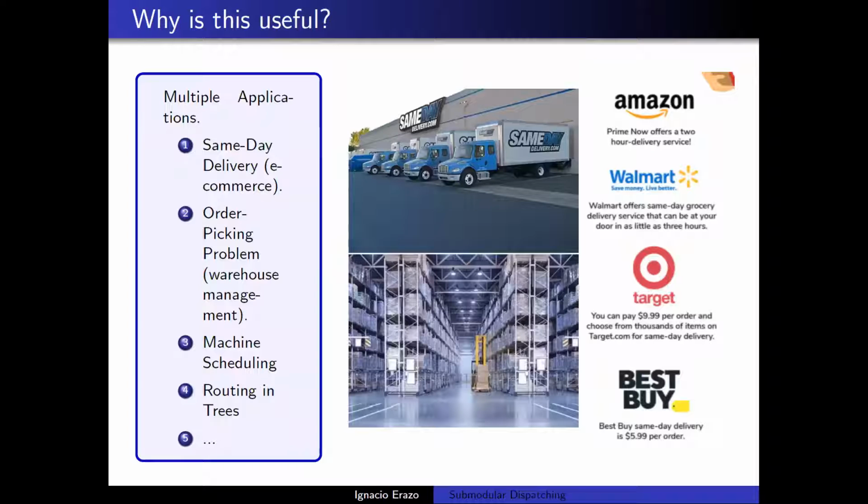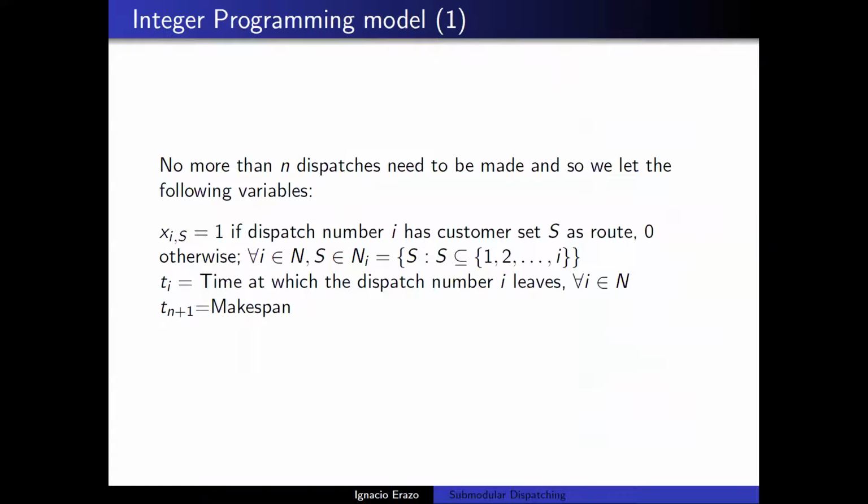So why is this useful? This is useful because it has multiple applications in real life. We're going to focus in this presentation on same-day delivery, which is useful for e-commerce, and it's a very important topic nowadays, as we can see in the figure to the right, because most of the big brands are offering this service. But it's also useful for the order picking problem, which may be using warehouses with very long aisles, but also machine scheduling and routing trees, among others.